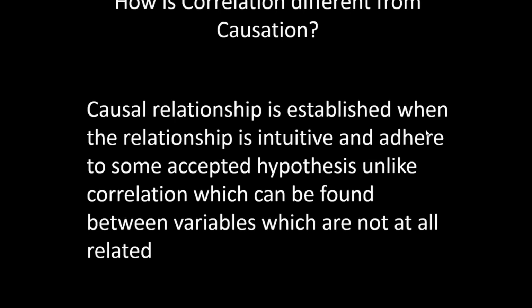Causal relationship is established when the relationship is very intuitive and it adheres to some accepted hypothesis. But correlation can be found between any two variables, even ones which are not at all related. So causation always has to be very intuitive or something that you can always expect. But sometimes the relationship between two variables could be spurious in nature. That means they are correlated, but in general, you won't find any relationship in the real world. That's exactly the difference between a correlation and causation.